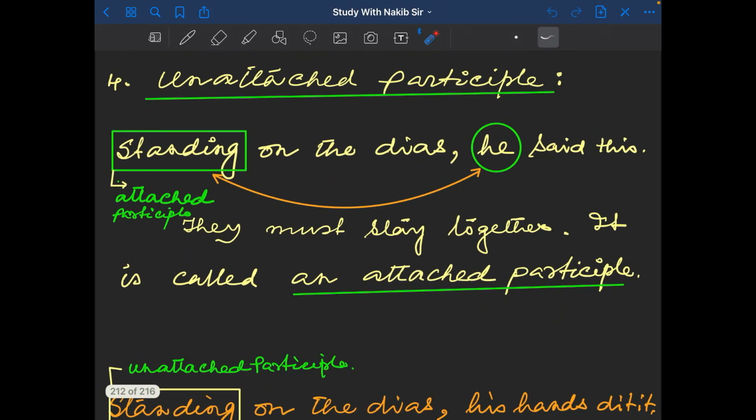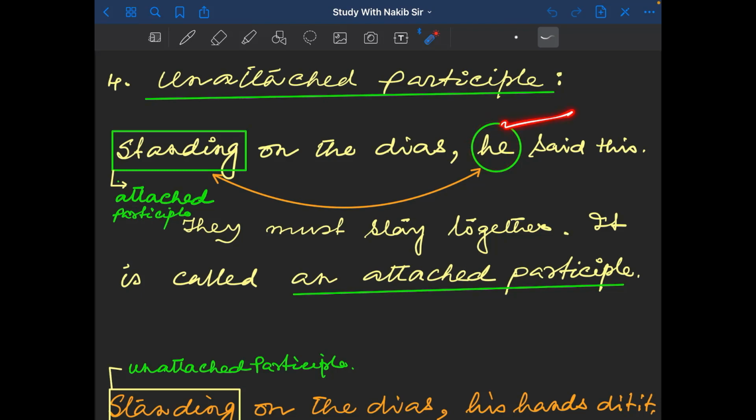Okay. Now see, here is one important point, unattached participle. First see this sentence. Standing on the dais, he said this. I told you before just now that standing is a participle and this is the noun or pronoun.